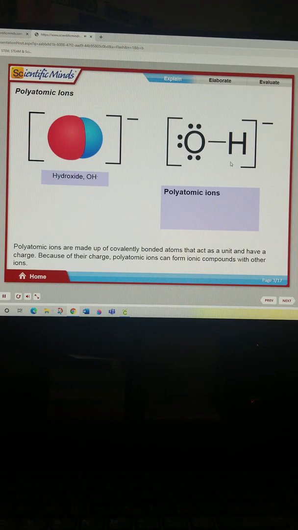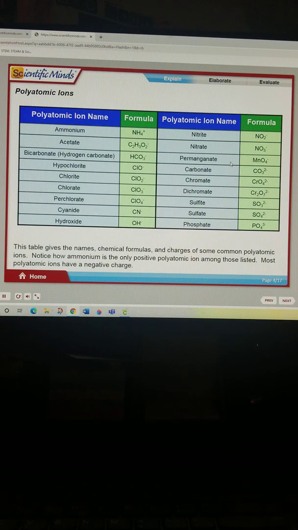Polyatomic ions are made up of covalently bonded atoms that act as a unit and have a charge. Because of their charge, polyatomic ions can form ionic compounds with other ions. This table gives the names, chemical formulas, and charges of some common polyatomic ions. Notice how ammonium is the only positive polyatomic ion among those listed. Most polyatomic ions have a negative charge.